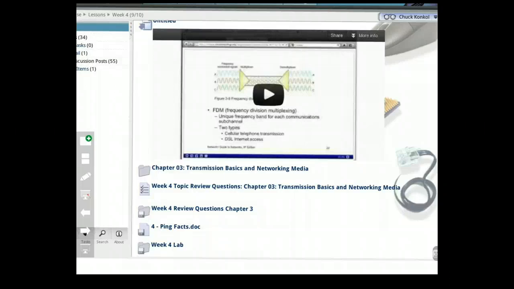Tonight we're going to cover transmission basics on chapter 3, and then we're going to go right into the ping fax lab. In fact, I'm going to go ahead and pass out right now the ping fax lab because we're going to be using that right afterwards. Did you already print one of these out for you? Okay.